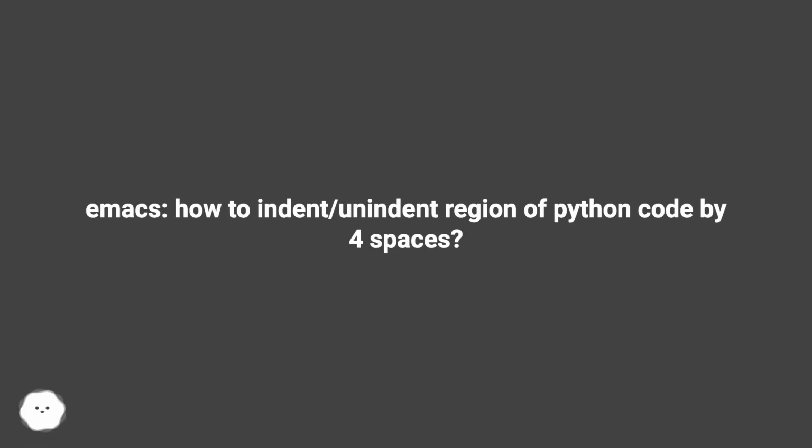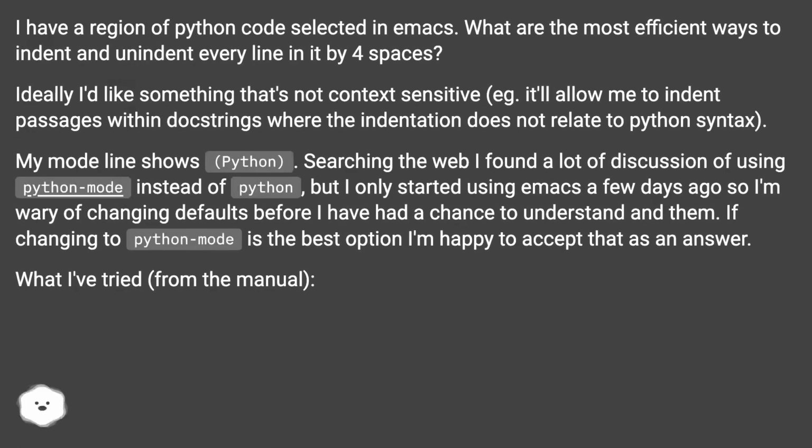Emacs, how to indent/unindent region of Python code by 4 spaces. I have a region of Python code selected in Emacs. What are the most efficient ways to indent and unindent every line in it by 4 spaces?